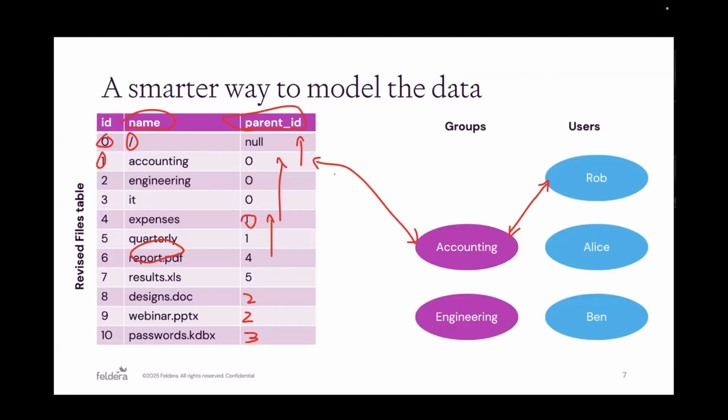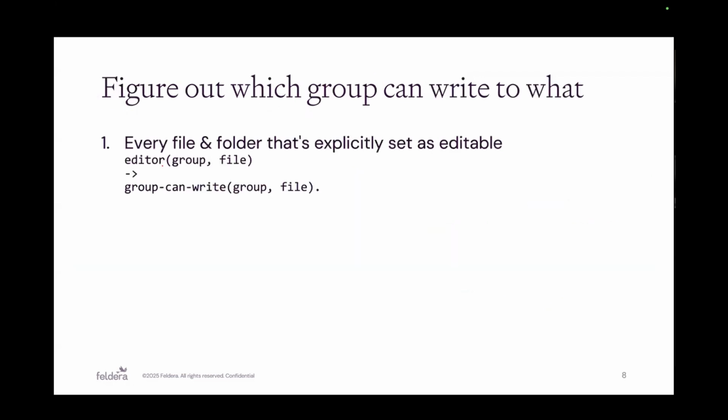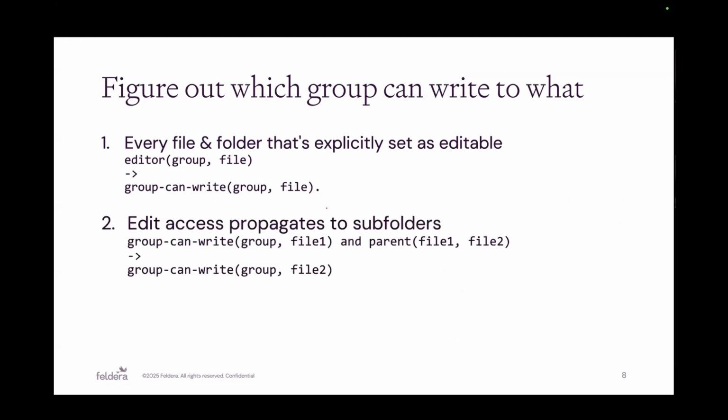So if we would have made this connection here and inserted this fact into our group can write table, that would be this. This just means if a group has write access to a file, then we can also write to this file, right? So that's fairly trivial. It's just our base case. And then the next thing we want to model is that the write access propagates to subfolders and files.